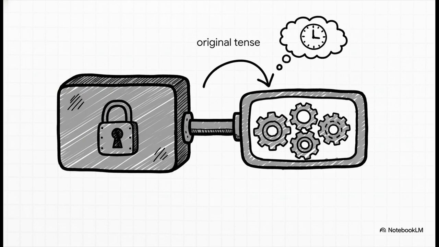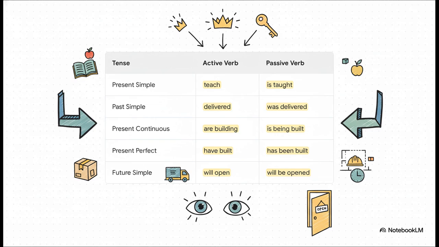That past participle at the end of the phrase, words like taught or delivered or finished, it never changes. It's always the same. The only thing you ever have to worry about is changing the verb to be so it matches the tense of the original active sentence. This table right here, this is your best friend.